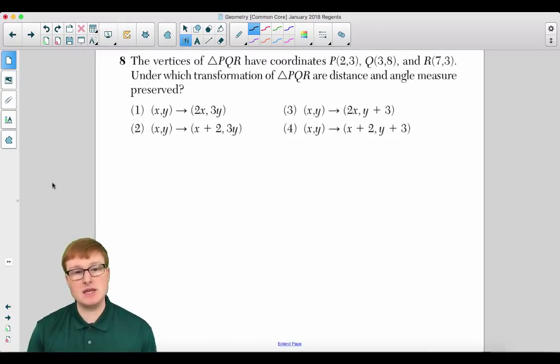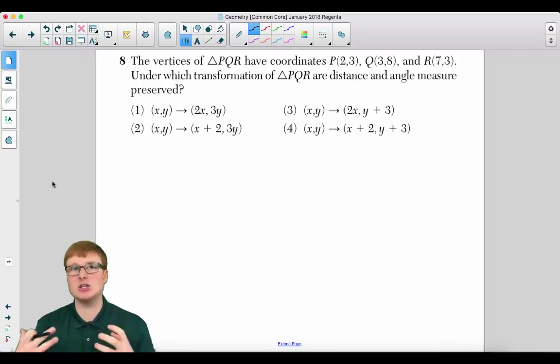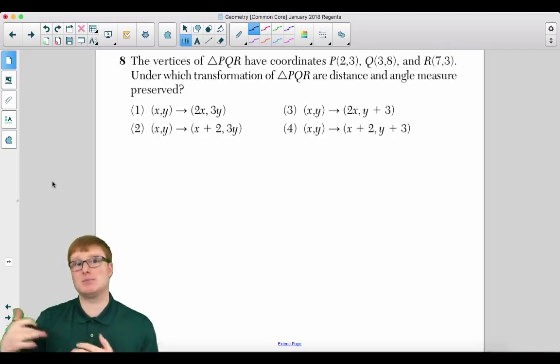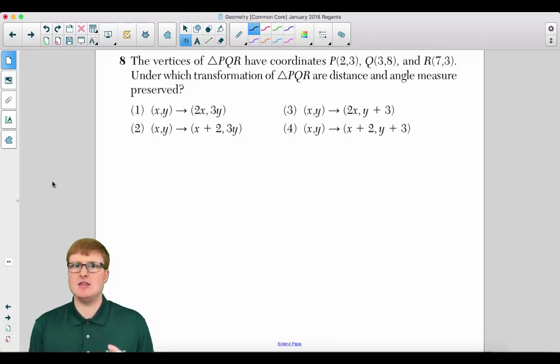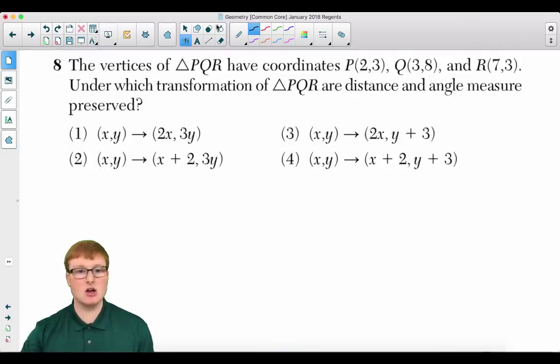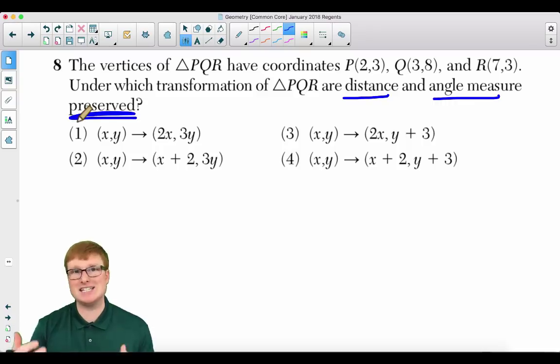The vertices of triangle PQR have coordinates 2, 3, 3, 8, and 7, 3. Under which transformation of triangle PQR are distance and angle measure preserved? So in previous exams, they asked you which of the following does not preserve those two things. They decided to change the wording a little bit. So in this case, they're saying under which transformation are distance and angle measure preserved, meaning it's kept the same.